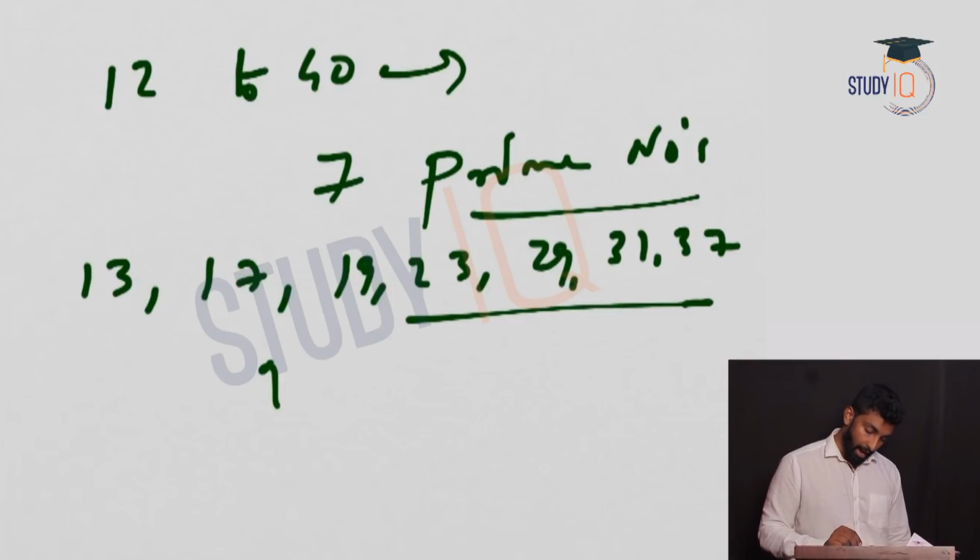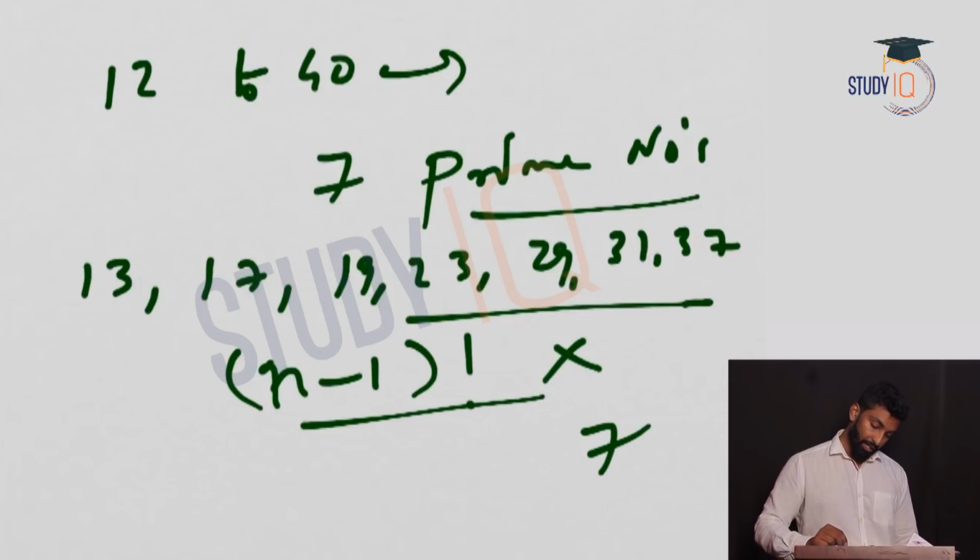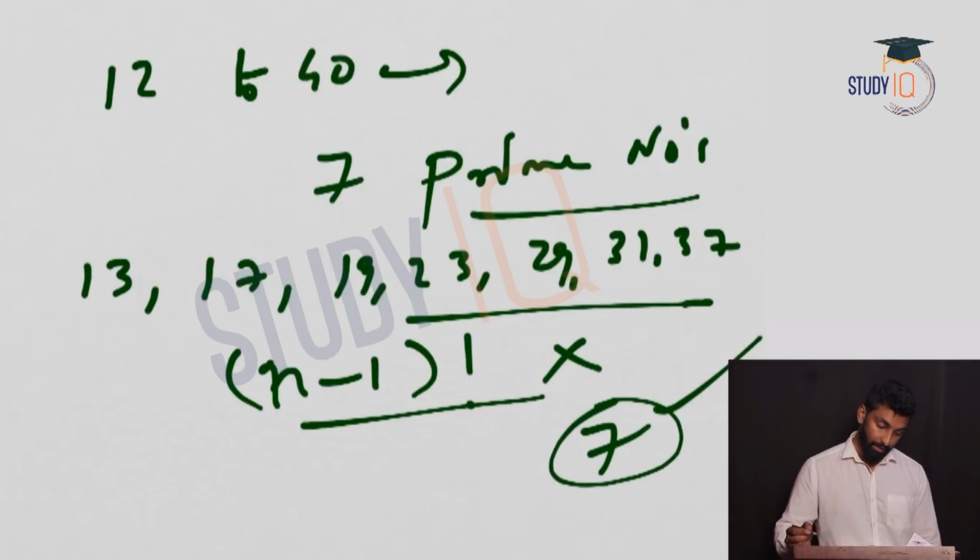What does this mean? N minus 1 factorial is not divisible by any of them. So the answer for this question is 7.